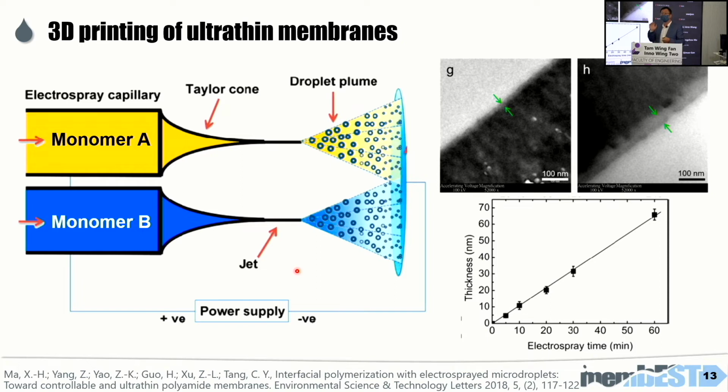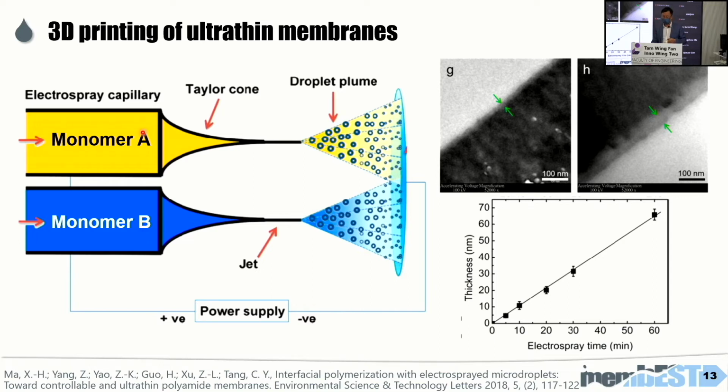So in order to achieve better membranes, we want to go down to below 10 nanometer in thickness. So how can we do it? Now we can actually use a layer by layer additive approach. We can spray those monomers into micro droplets. And if we can choose the concentration of those monomers, we can control the quantity of monomers delivered to the reaction interface very precisely.